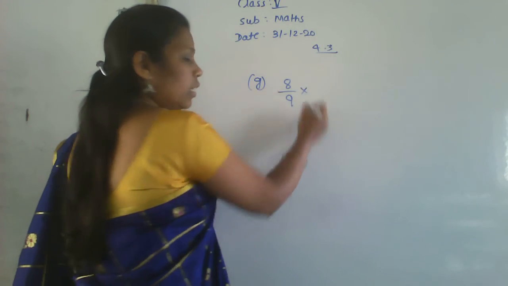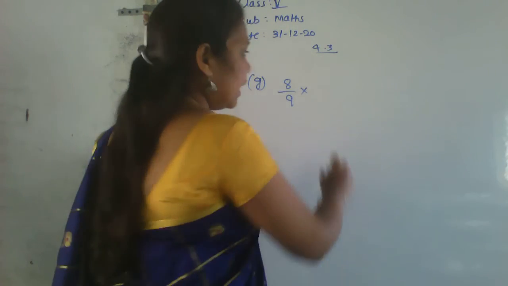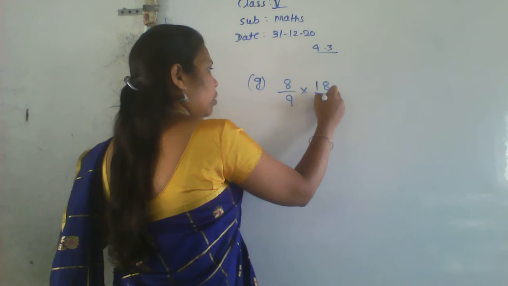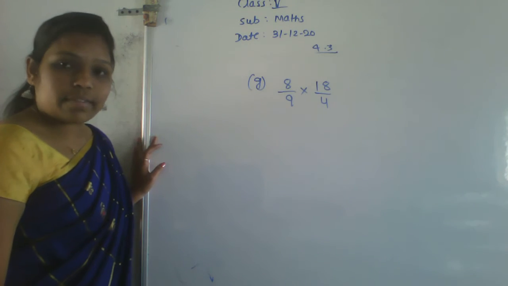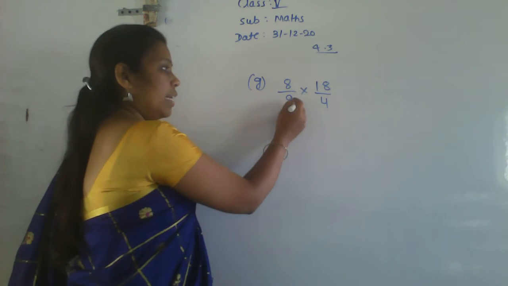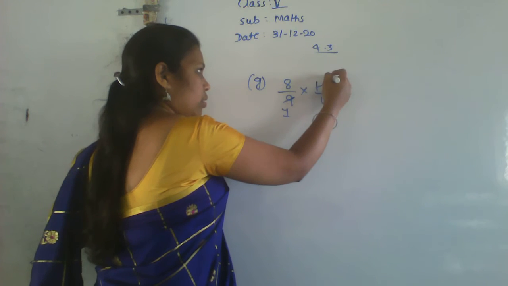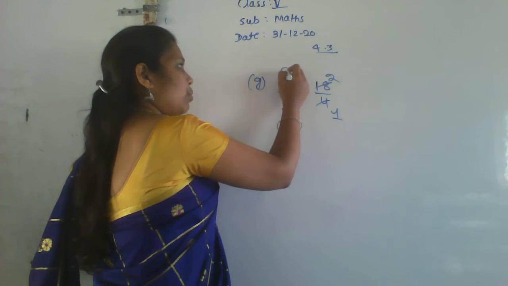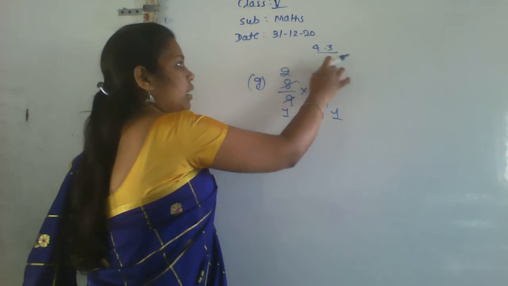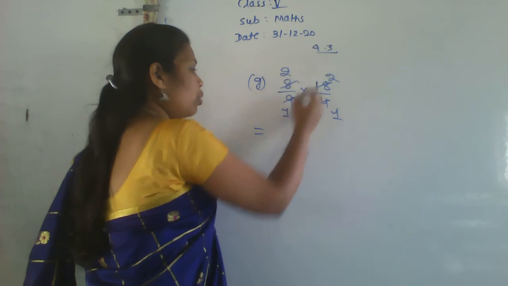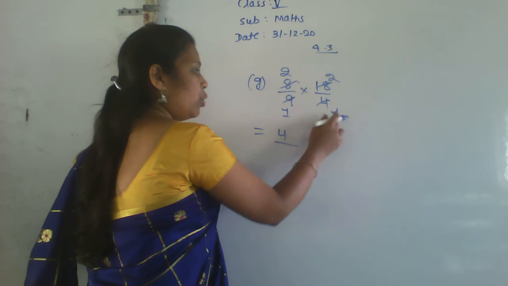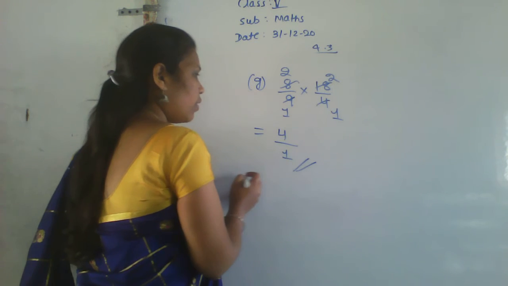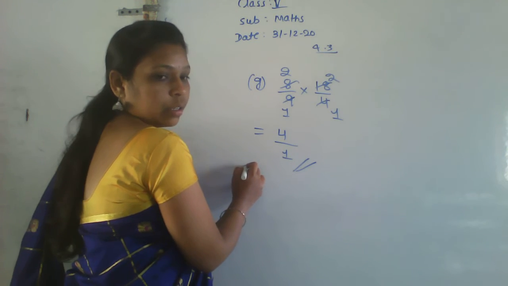8 by 9 into 18 by 2. Right? So now cancel the values here. 9 ones are 9, 9 twos are 18. Here 4 ones are 4, 4 twos are 8. What is in the numerator? That is 2 into 2, that is 4. 1 into 1 is 1. What is the answer? 4 by 9.